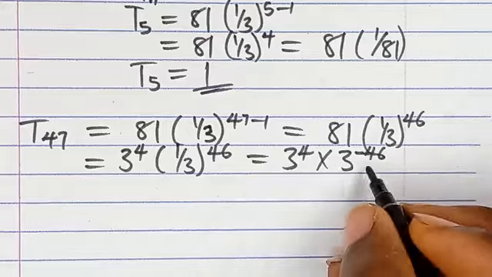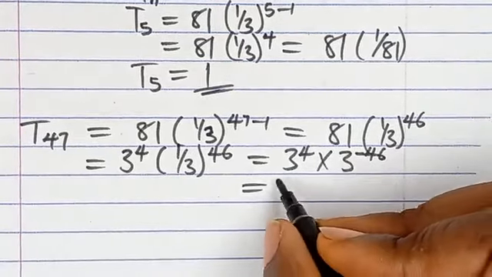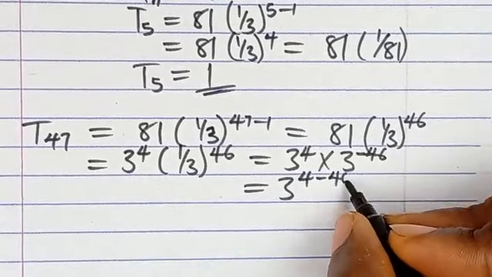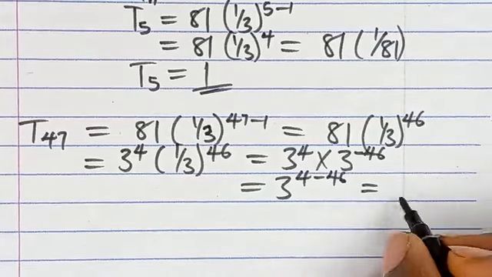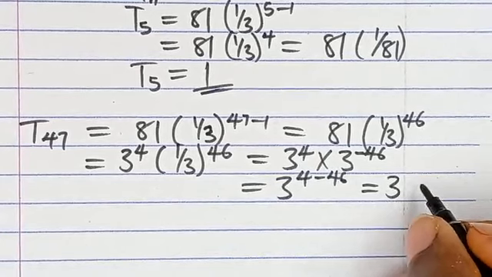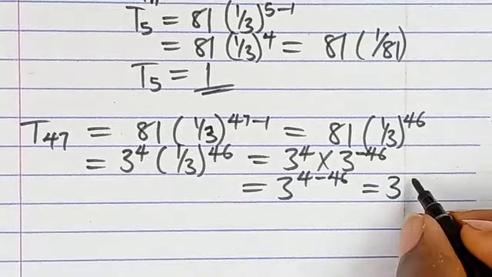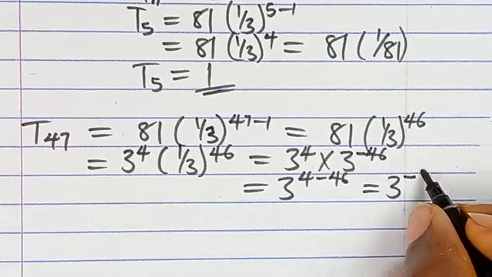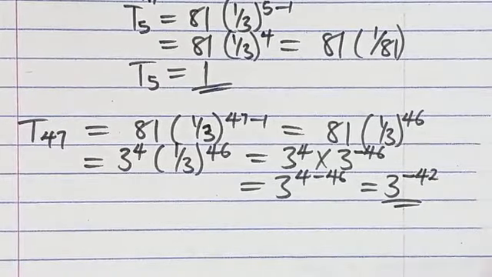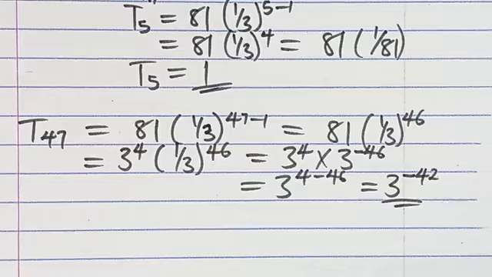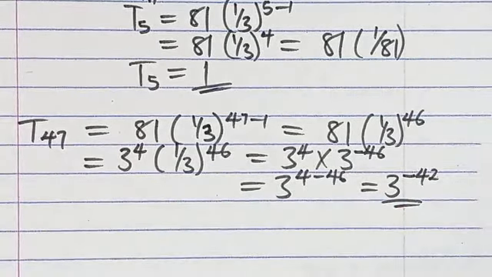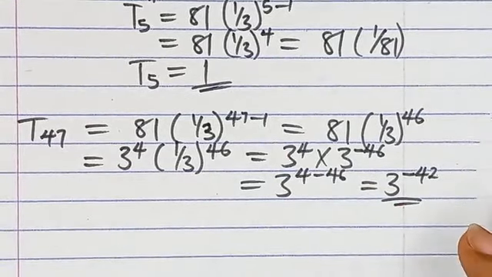Okay, so this is actually multiplication. So we are now using the knowledge of indices that we already know to simplify this. So we have 4 minus 46 is minus 42. So we have finally that the 47th term for this GP is 3 raised to power negative 42. That's the simplification we can go over, because this is a large number, so we can't just leave it this way. We can tidy it up to having one term. Okay, so that is it for this.